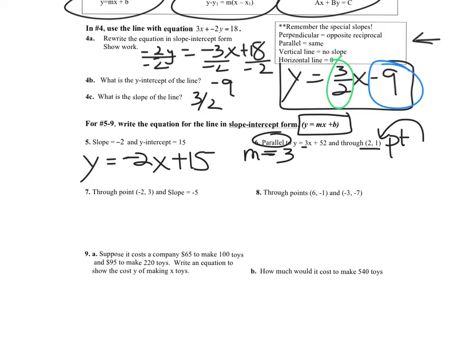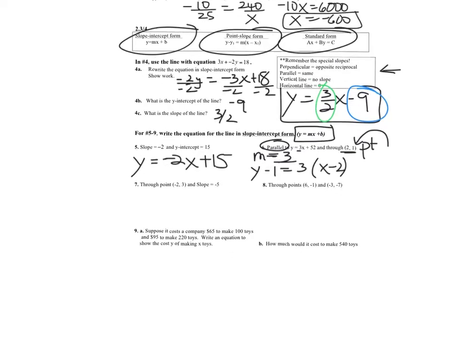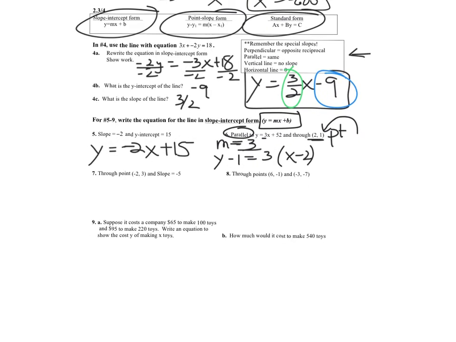So we're going to actually put this into point-slope form. So here's a point, here's our slope. So we'll go y minus 1, which is the y value in our point, and then slope, which is 3 times x minus 2. And go ahead and distribute the 3, so that we get 3x minus 6, and then add 1 over to the other side. So y equals 3x minus 5, and that would be our equation.